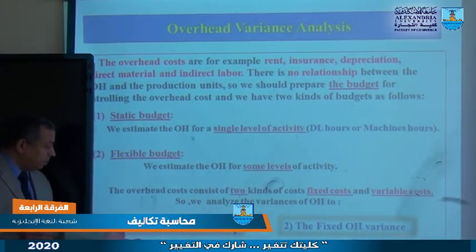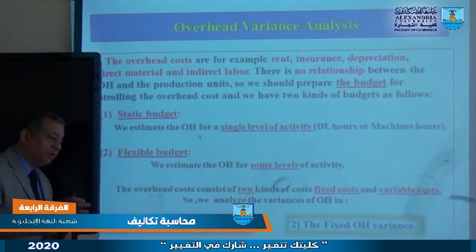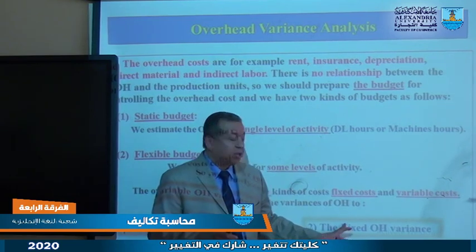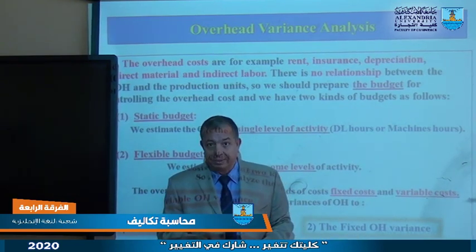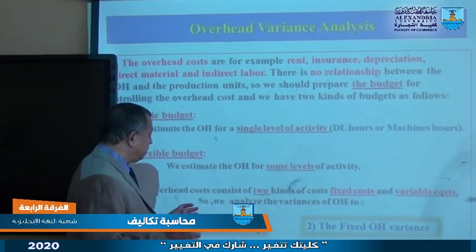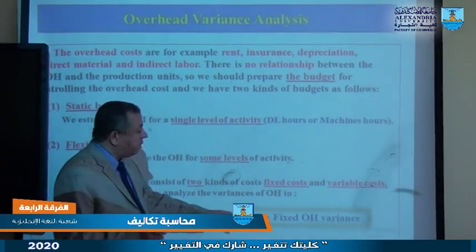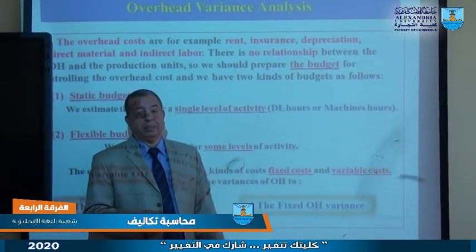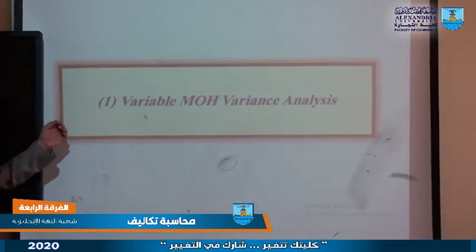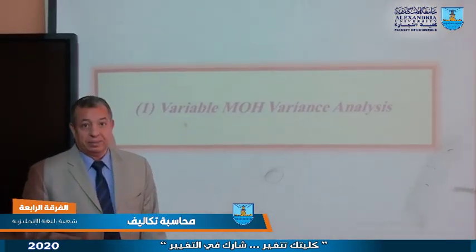So we have to divide the analysis of variances for manufacturing overhead into two parts. The first one is the part of the variance related to variable manufacturing overhead, and the second is the part related to fixed overhead. So my lecture today will be divided into two parts: how can you analyze the variance of variable overhead, and then how can you analyze the variance of fixed overhead? The first part of my lecture today, Bismillah, will be about variable manufacturing overhead variance analysis.